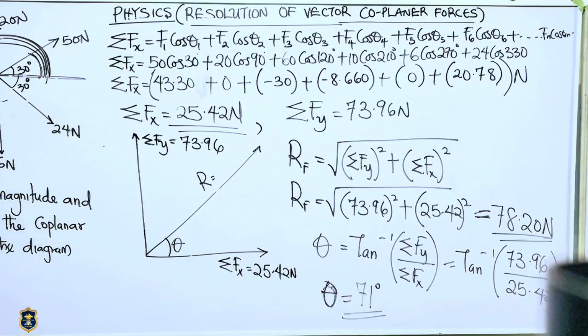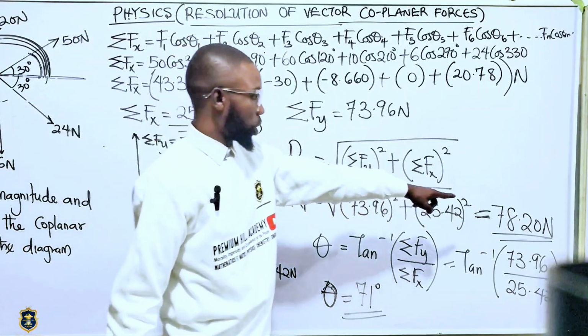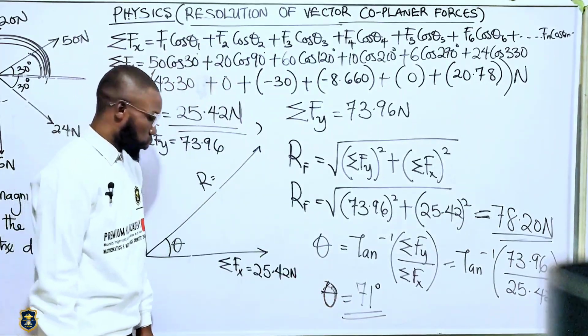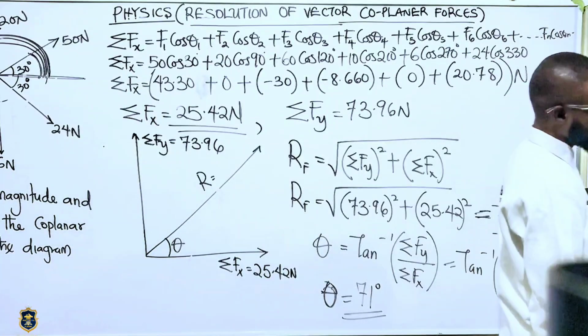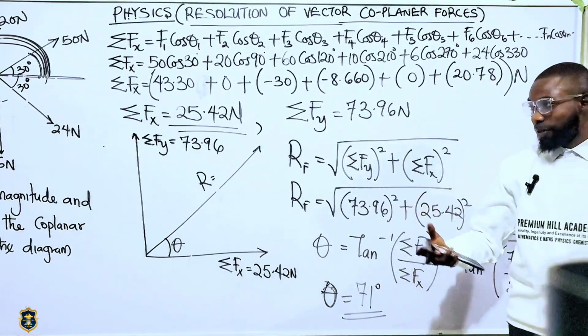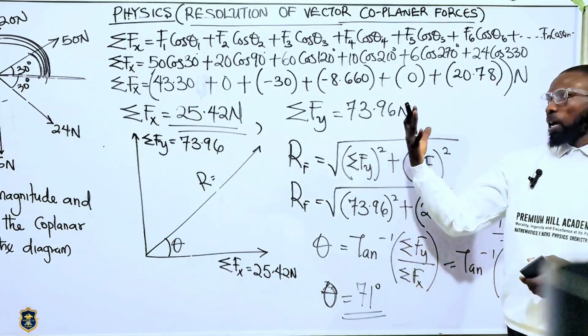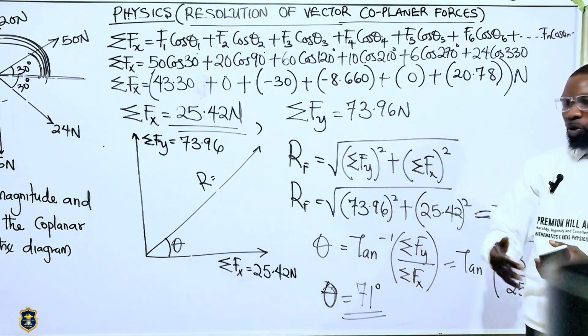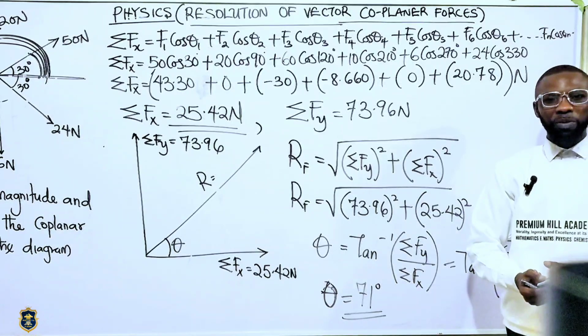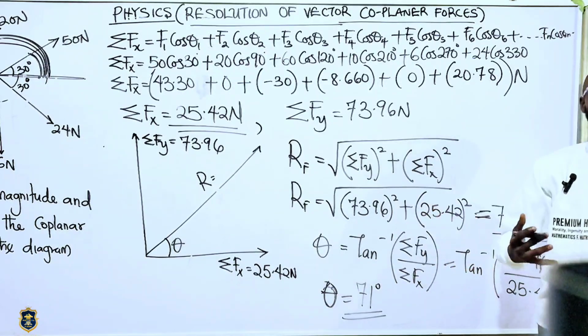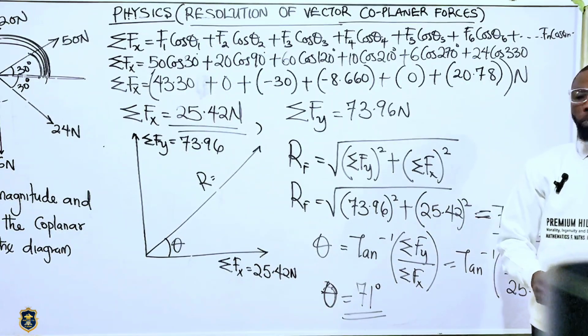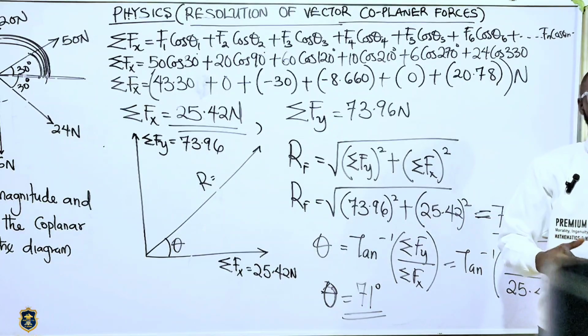So we've gotten the magnitude, which is the resultant force, and the direction. The magnitude gave us 78.20 newtons, and theta gave us 71 degrees. It's very simple. I just want you to know my idea of how to resolve coplanar forces. We'll take two or three other examples and buttress on them so that we can master how they work.